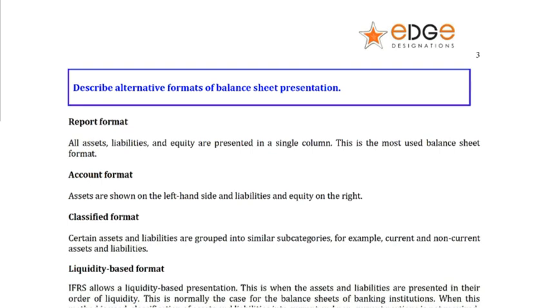Top of page 3, describe alternative formats for balance sheet presentation. We've got the report format: all assets, liabilities, and equity are presented in a single column. You've got the account format, assets on the left, liabilities and equity on the right. It looks a little bit like the good old T accounts that people might be familiar with. We've got a classified format.